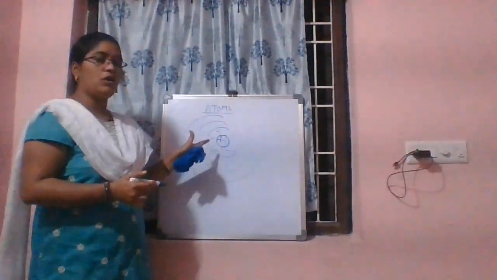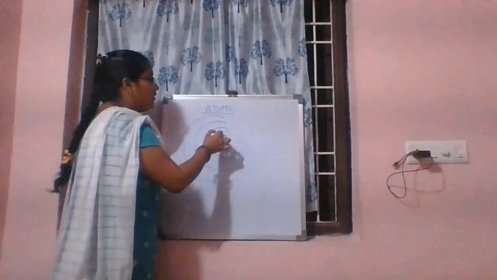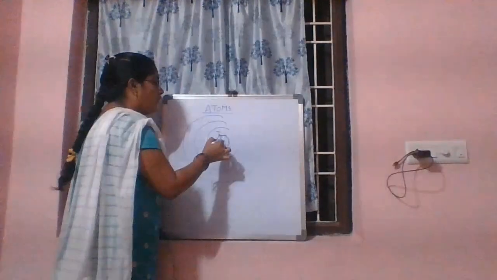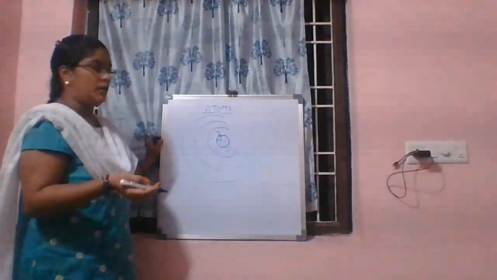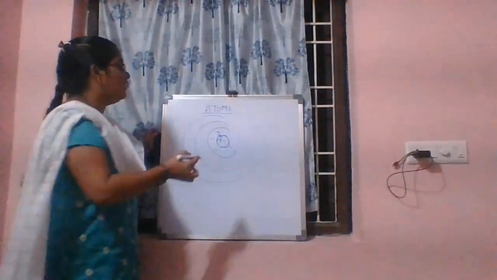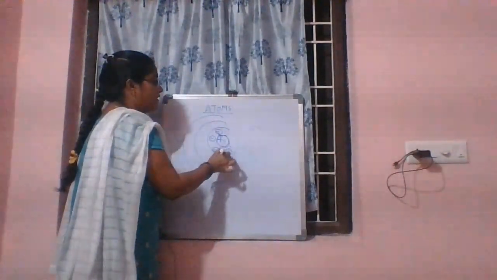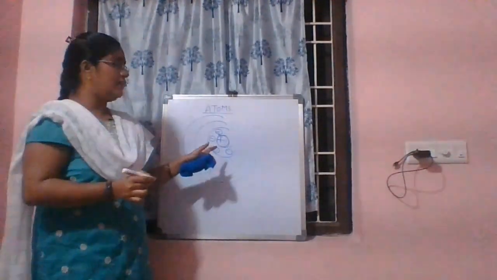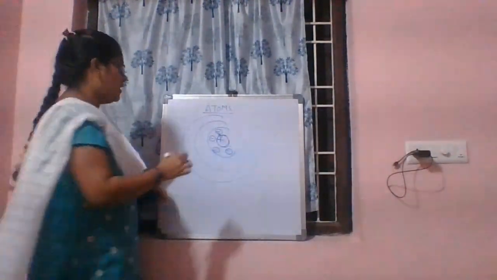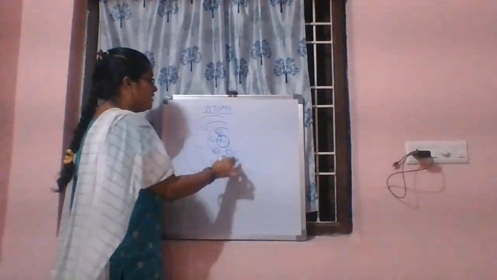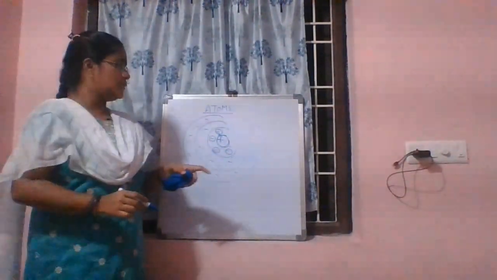What did Rutherford tell? Indiscrete paths means the electrons would spiral and go into the nucleus, and there would be no existence of the atomic model. So Bohr told that these electrons will be revolving but only in discrete paths, meaning specified paths. In this manner the electrons revolve around the nucleus. That is the second postulate.